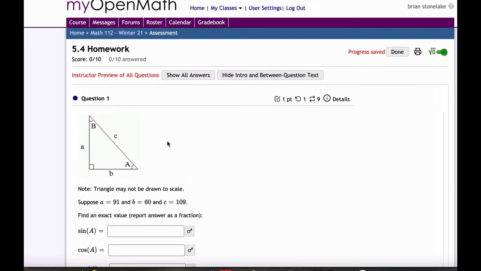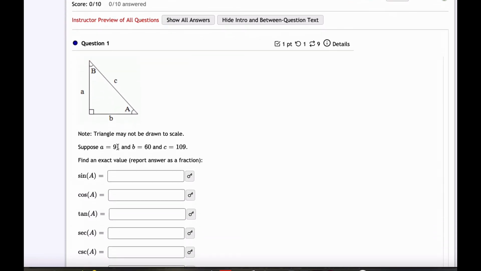All right, here's the 5.4 homework assignment. In this first problem, they give you the lengths of all three sides of this triangle. Kind of annoyingly, they don't write them in the picture. They tell you A equals 91, B equals 60, and C equals 109, or whatever your numbers are.